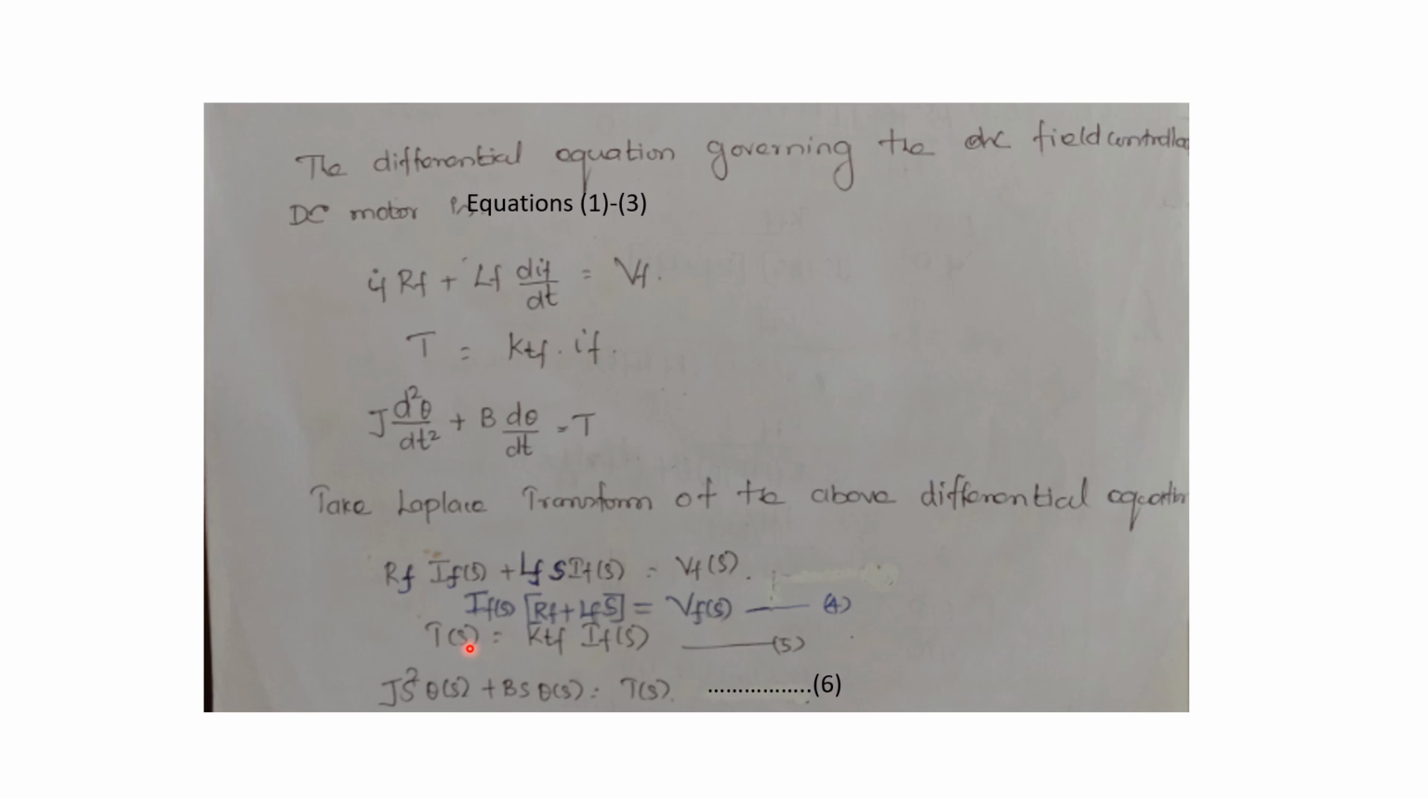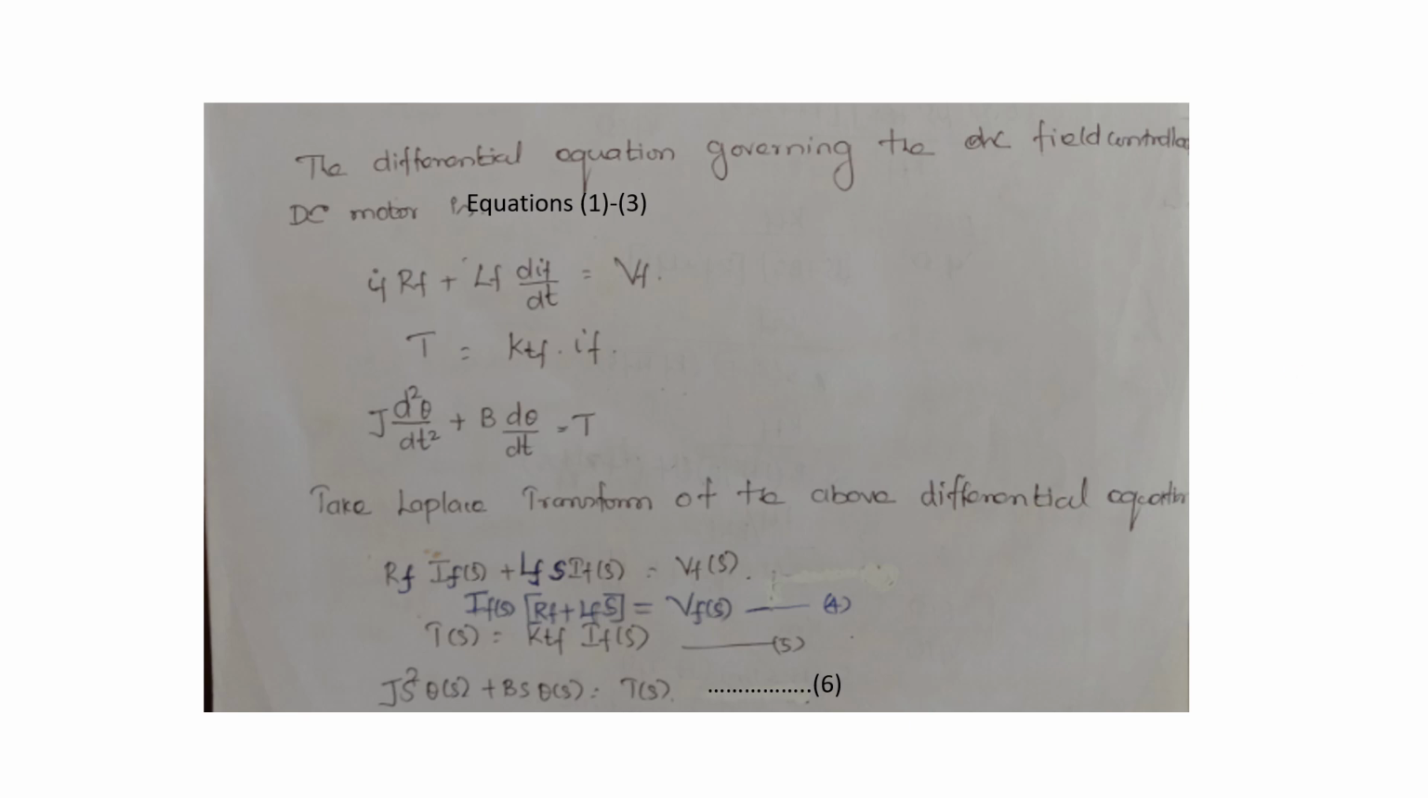on one side we have the torque, capital T of S. Here also we are having capital T of S, and here also we are having capital T of S. So we can say equation 5 is equal to equation 6. Is it right? So KTF into IF of S will be equal to J S square theta of S plus B S into theta of S. Okay, the same concept we have applied in the armature control DC motor also.